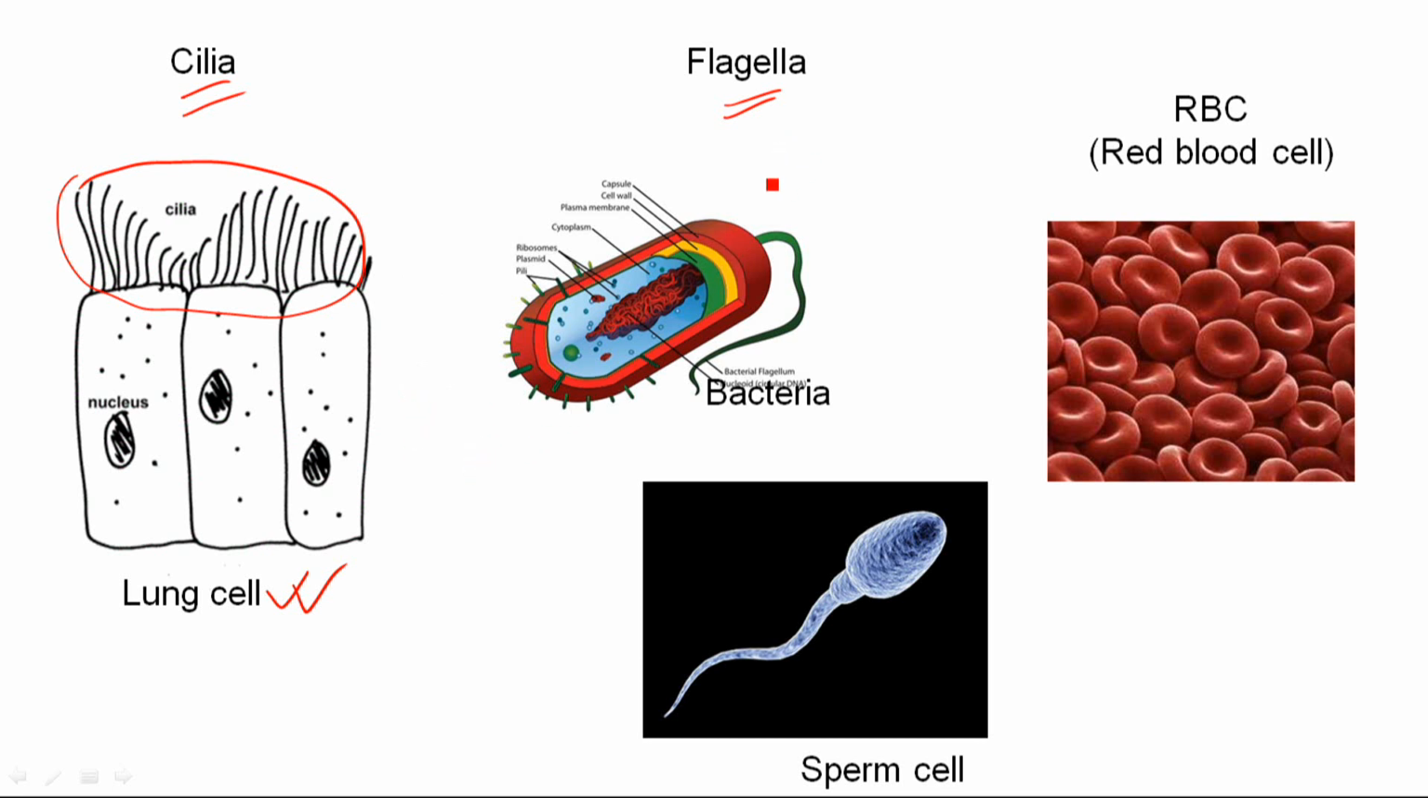And some cells have the flagella. This is the flagella, and this is the structure of the bacteria. Bacteria have the flagella. Normally the human cell does not have the flagella, but only one type of cell, like the sperm cell, has this type of flagella. And most of the human cells have the nucleus, but only the red blood cell or the erythrocytes do not have the nucleus. So these are the main structures and functions of the organelles in brief.